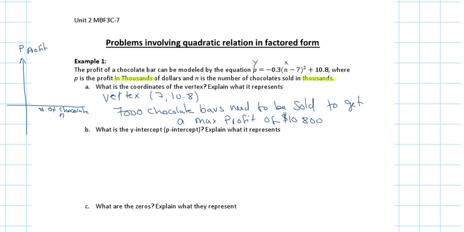What is the y-intercept, or what we say the P-intercept, and explain what it represents? So what is it? How do you solve for the y-intercept? The profit, because the profit is the amount of money that you're going to be raising. Yeah, but what is the y-intercept? How do you find it? What's the value of it? Yes, but what is the value of the y-intercept?